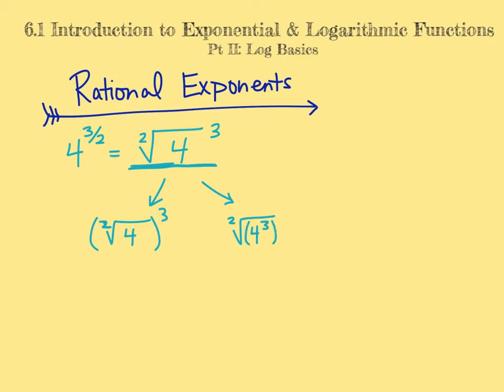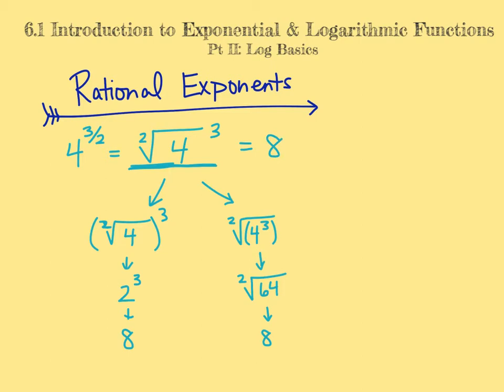I'm going to do each way. So in this first way, the square root of 4 is 2, and we're still cubing it second, so we get 2 cubed, which is 8. Then our second way, we first cube 4 and get 64, and then we take the square root of 64, which is 8. Note that either way, no matter the order, whether we took the square root and then cubed, or the other way around, we still got 8 in the end, because math rocks. So this answer is 8.